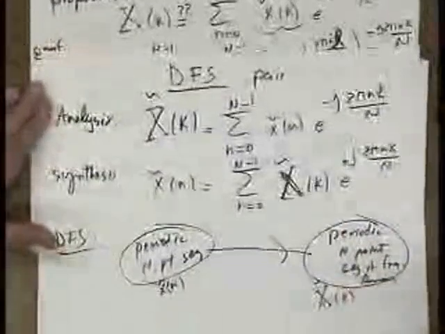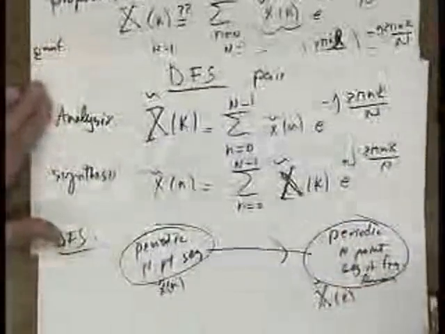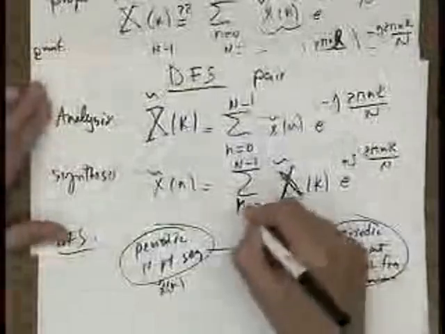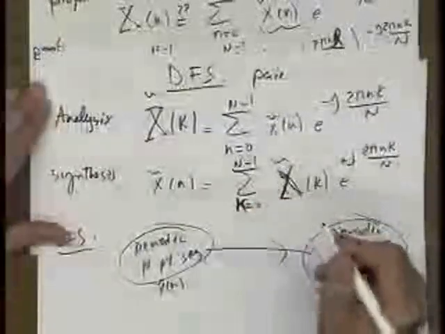The synthesis equation has the wrong summation variable. Ah, thank you. This should be k. Yes, and there's 1 over n missing too.